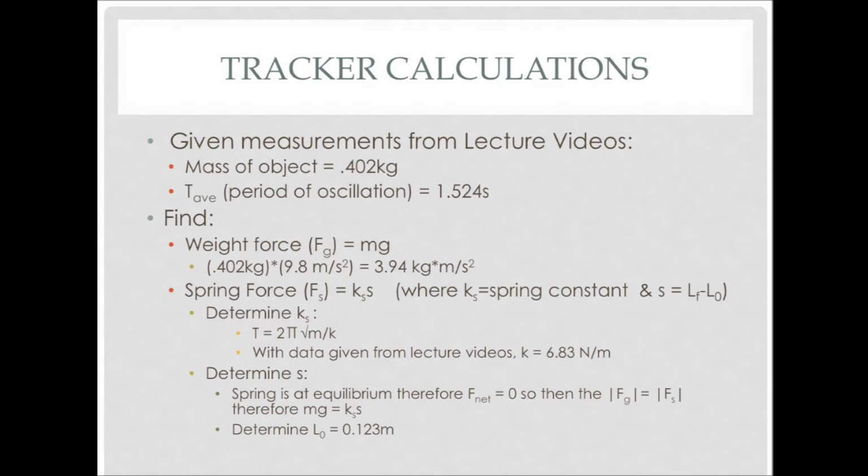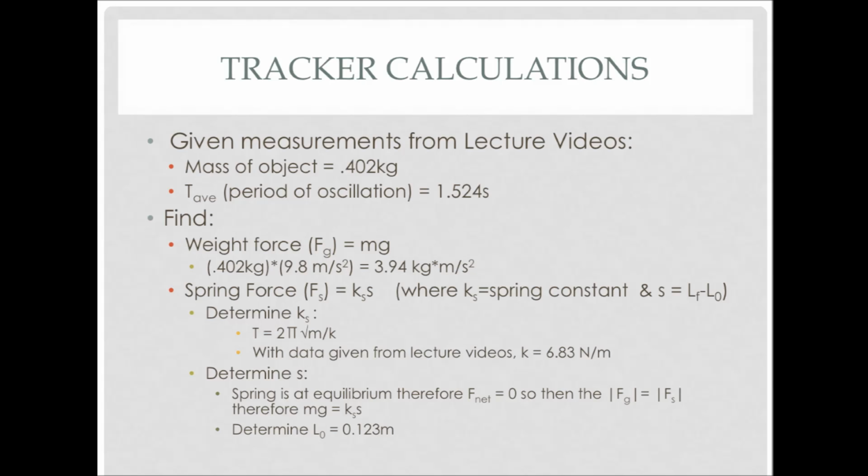Next, to calculate the spring force, it is just the spring constant K times s, which is the magnitude of the stretch of the spring. We're able to determine the spring constant from the equation of oscillation time equals 2 pi times the square root of mass divided by K. We obtain the value of K to be 6.83 newtons per meter.